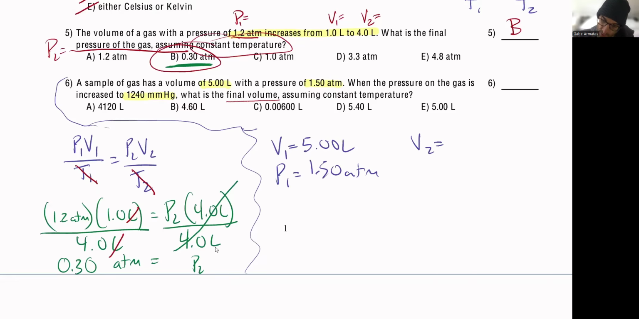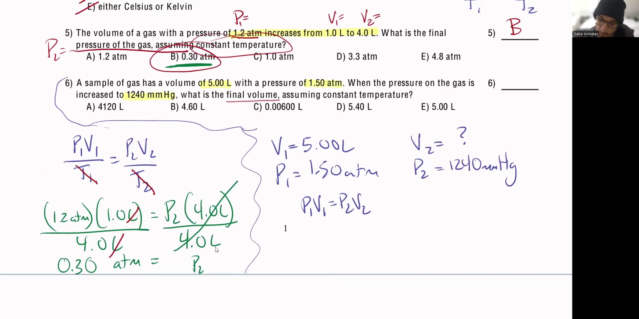I am looking for the new volume. I'll put a question mark there. And I have a pressure 2 of 1240 millimeters of mercury. Okay. So again, we are in the same situation where I'm going to be at a constant temperature, so we can just get rid of that. So the equation is just simply P1V1 equals P2V2, because we've gotten rid of the denominator because there is no temperature involved.